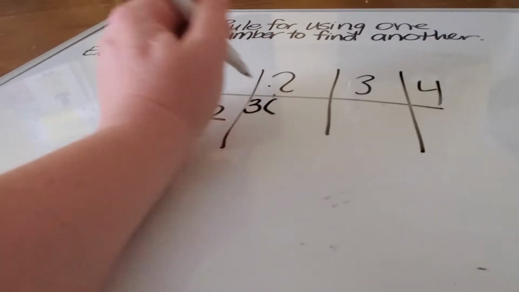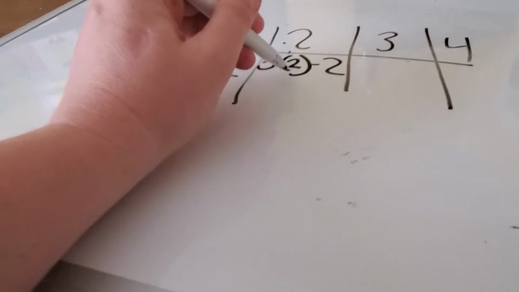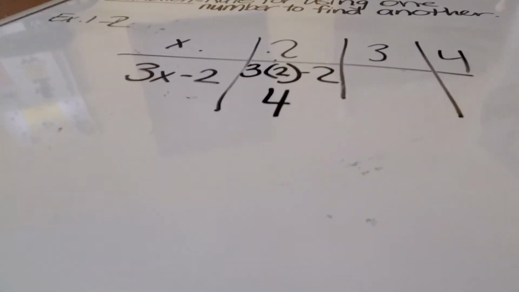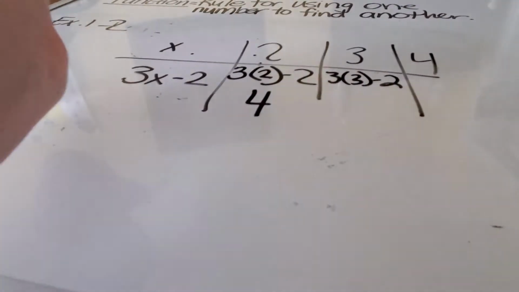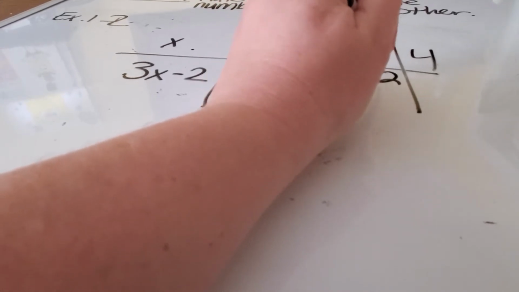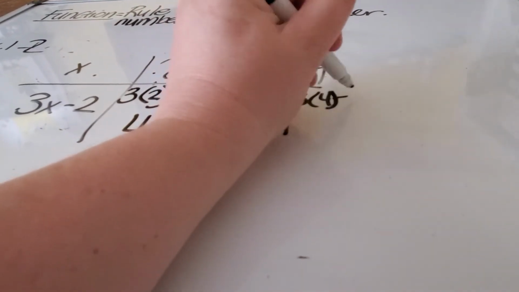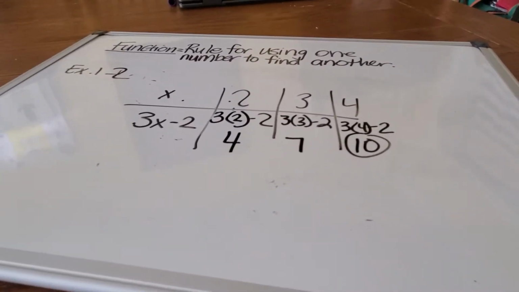So you'd say 3 times X, which is 2, minus 2. Well, 3 times 2 is 6. 6 minus 2 is 4. Yep, that's what the book got. Then 3 times 3 minus 2. 3 times 3 is 9. 9 minus 2 is 7. And then 4. 3 times 4 minus 2. 3 times 4 is 12. 12 minus 2 is 10. And 10's our missing number. That's what they're looking for, okay?